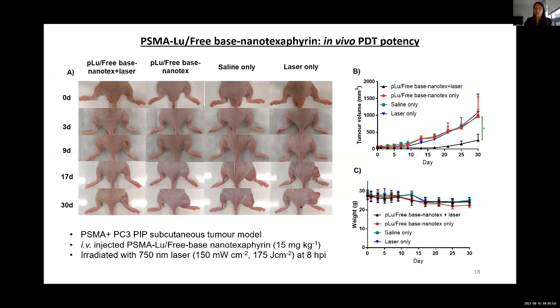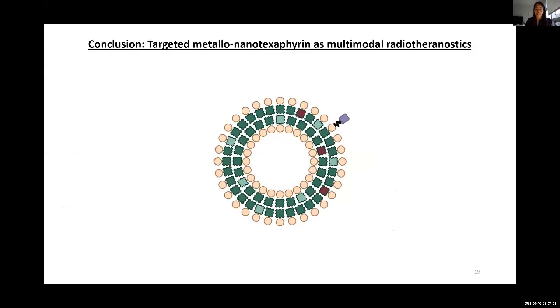And we also don't see any distinctive toxicity from the weight of the mice over 30 days, as well as some histology, which is not shown here, but you can see them if you would like to.